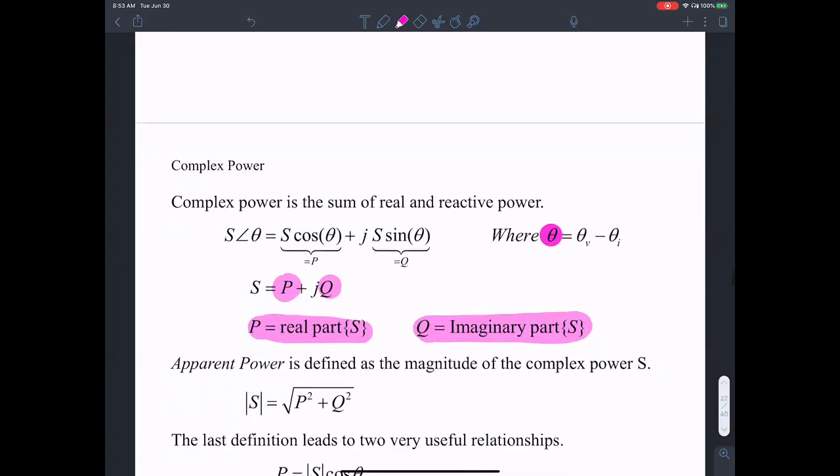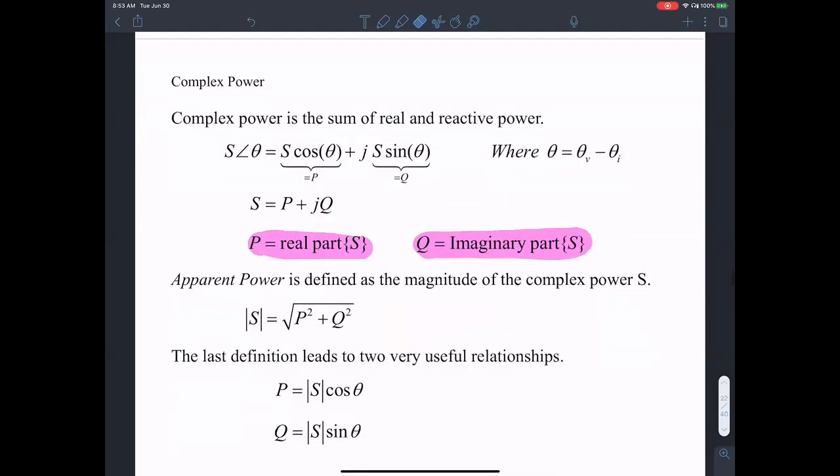Now let's see, the apparent power, that's simply the magnitude of the square root of P squared plus Q squared, that's defined as the average power. So it's just a matter of becoming familiar with these terms. One of them is called the real part, one of them is called the imaginary part, and no prizes for guessing as to why they're given that name.